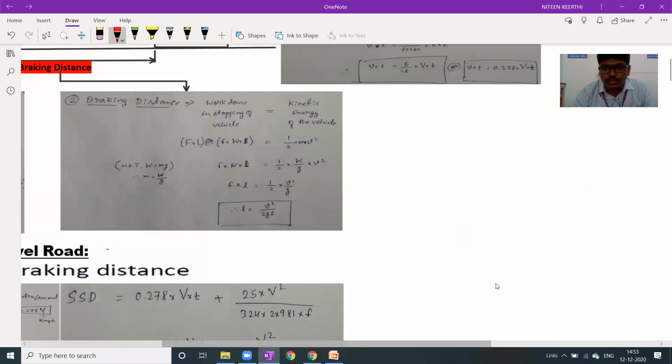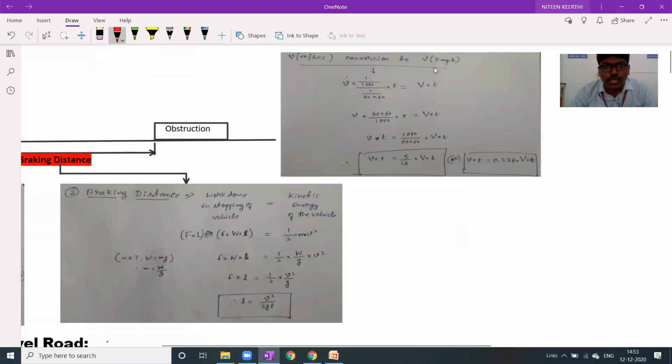Here I will share this note with you. So here this is the conversion. Whatever the v into t is there, that has been converted to capital V into T. That is, v into t is nothing but the lag distance. So that is the conversion to capital V into T. Here you can see the conversion of small v into capital V.